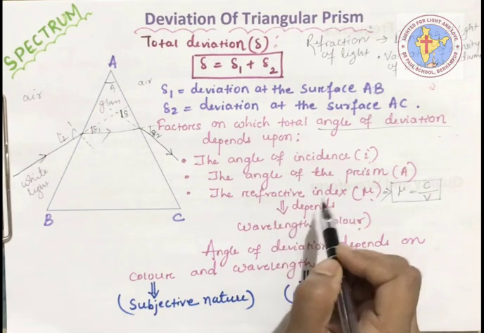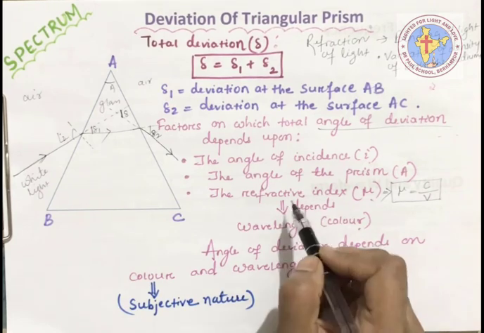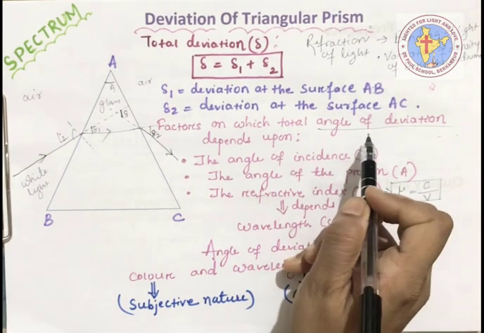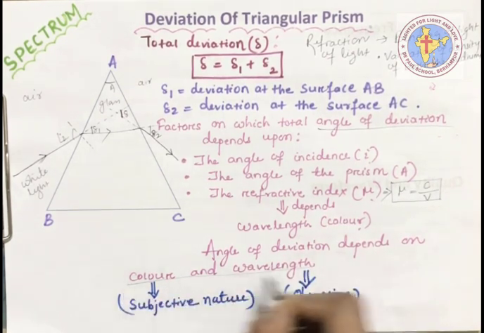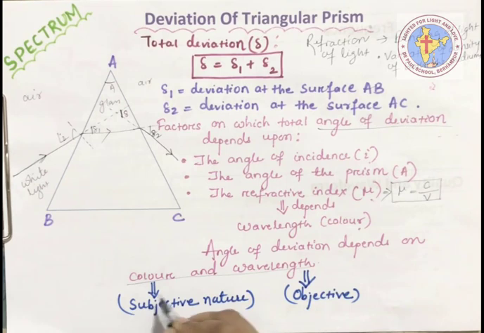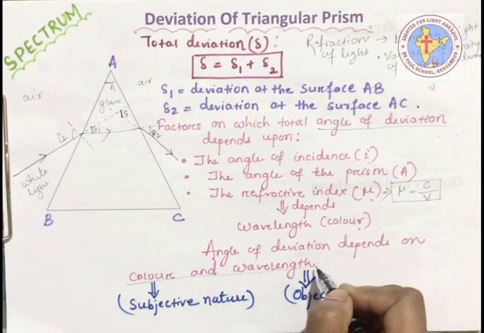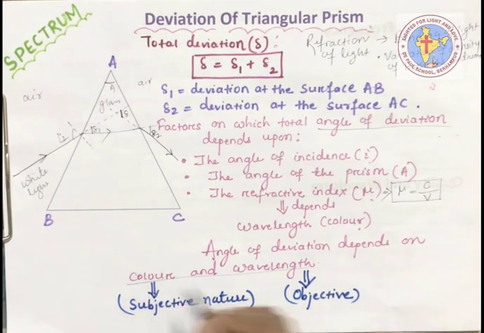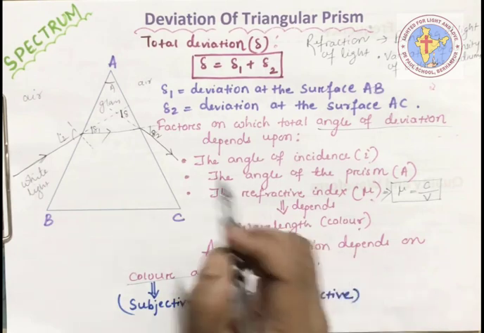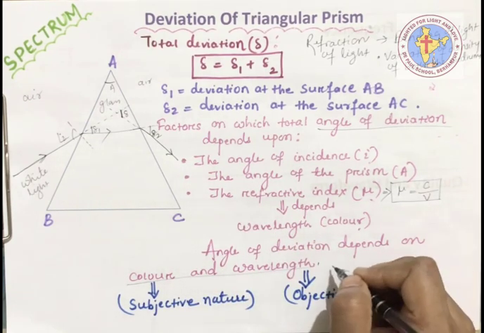So since refractive index depends on wavelength and refractive index is a factor of angle of deviation, the angle of deviation also depends upon the color and the wavelength. It also depends upon the factor called color, or we can say wavelength, because wavelength is the objective nature of the color. This is nothing but the concept of the deviation of a triangular prism.